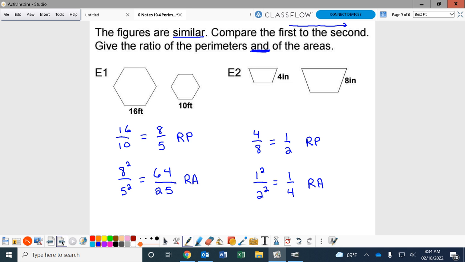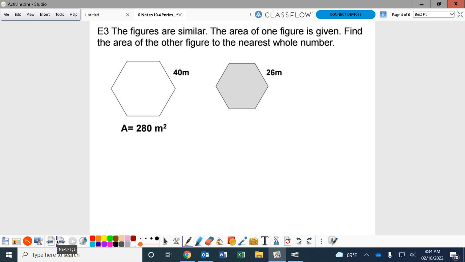So here we go, guys. Okay. Again, they're similar. Same shape, different sizes. It says the area of one figure is given. Here's the area. Find the area of the other figure. So guys, the whole point is we are finding the area of this shape. And we're going to round it to the nearest whole number. We're following the directions, rounding to the nearest whole number.